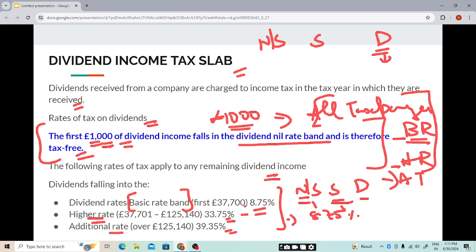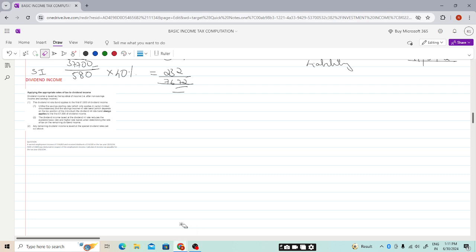So clear with this? The dividend rates for the basic rate, if the dividend income is falling within basic rate, it will be taxed at 8.75. For higher rate, it will be taxed at 33.75. For additional rate, it is 39.35. So now we will be doing some example questions so that you get a better understanding of the dividend income.